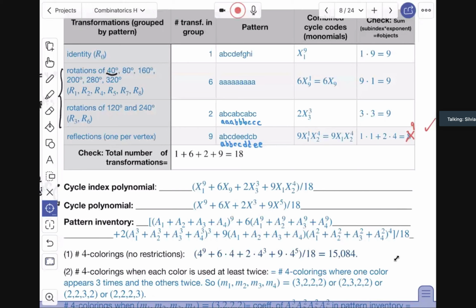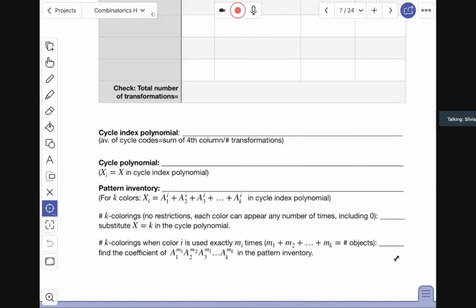And the other one is the pattern inventory, where I'm going to take my x with the subindex, so x1 or x9 or x3 or x2, and I'm going to replace every xi by a1 to the i, a2 to the i, a3 to the i, this sum, with as many terms as colors I'm using. So for this last polynomial, you actually need to use the number of colors that they gave you.